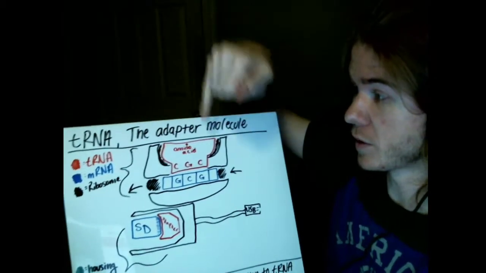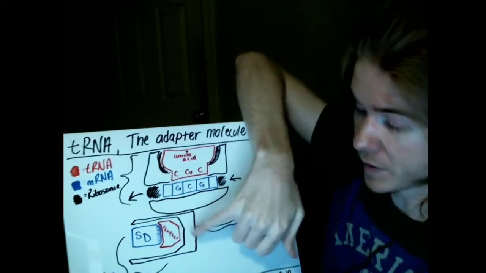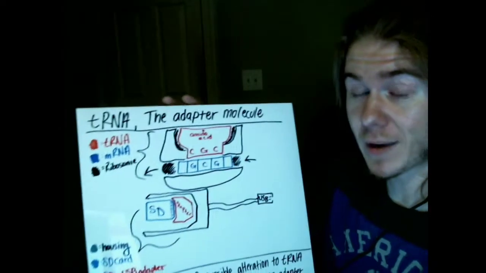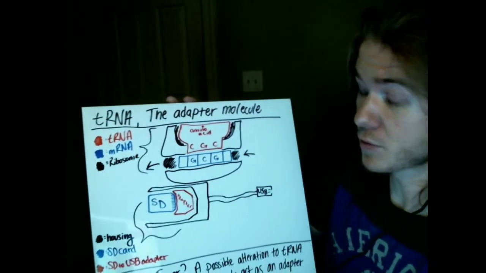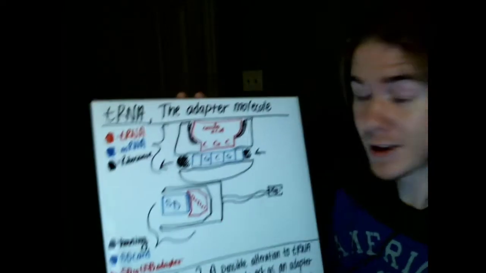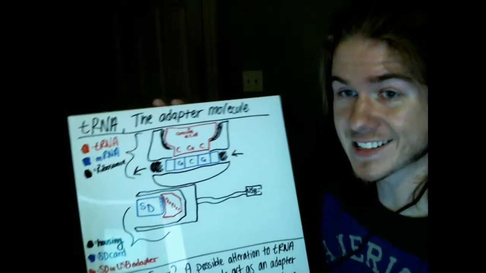Or you could have issues with amino acid binding sites, maybe at this end, where you're adding the wrong amino acid or no amino acid at all, which would also result in severe issues for the cell being unable to create the proper proteins that it needs to function.